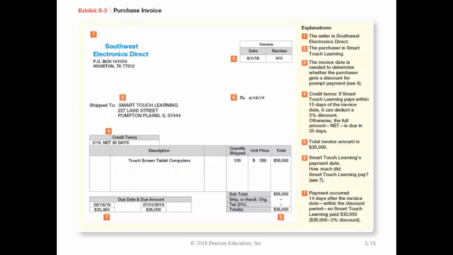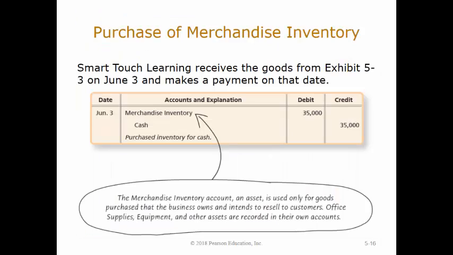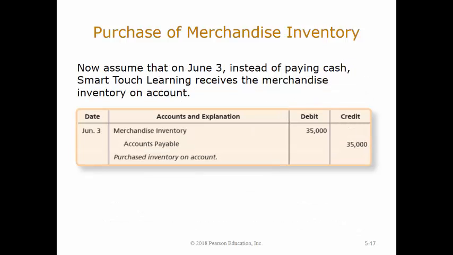Look at the invoice from Southwest Electronics Direct in Exhibit 5.3. It shows that Smart Touch Learning acquired $35,000 of inventory on June 1, 2019. Ignoring the purchase terms, the merchandise inventory account is an asset and is increased with a debit. On June 3rd, Smart Touch Learning will record the purchase by debiting merchandise inventory. If the transaction is on account, then Smart Touch Learning will record a credit to accounts payable for $35,000.